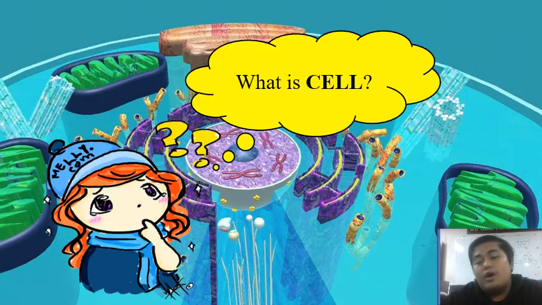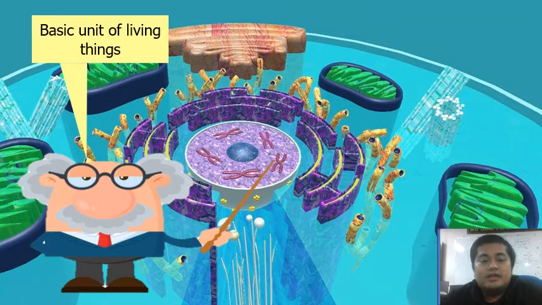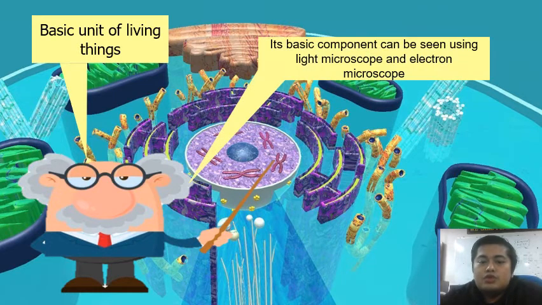So what is a cell? A cell is the basic unit of living things. Every living thing in this world begins with a single cell. So dia bermula daripada satu sel. It is a basic component that can be seen using a light microscope and an electron microscope. So apa beza dia antara light microscope dengan electron microscope ni?